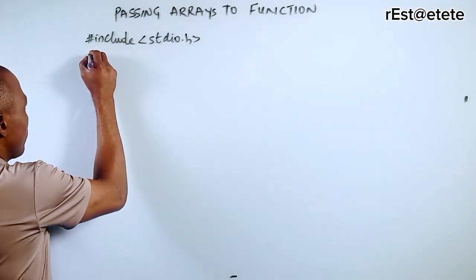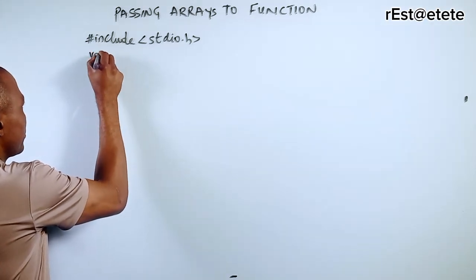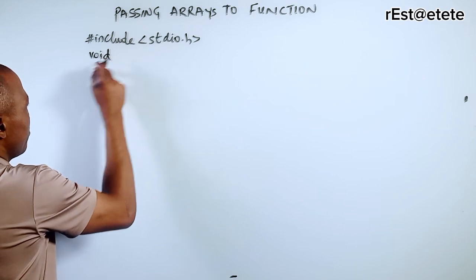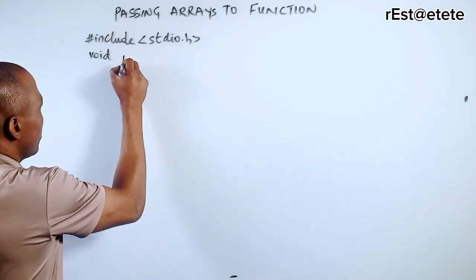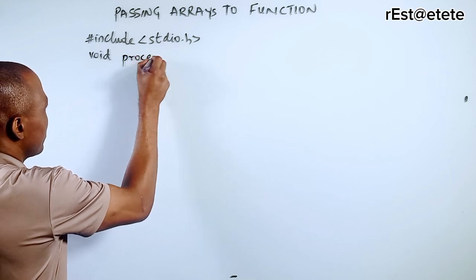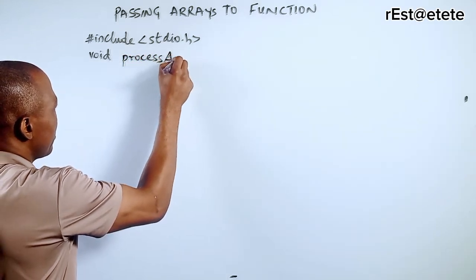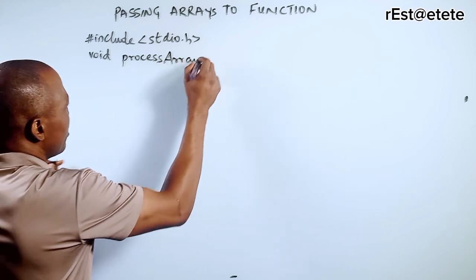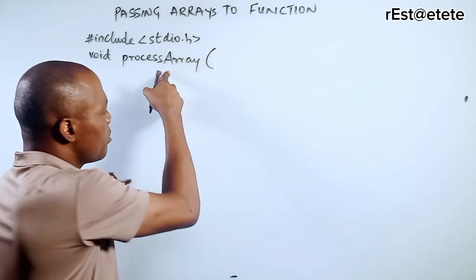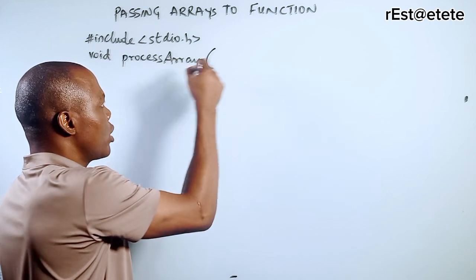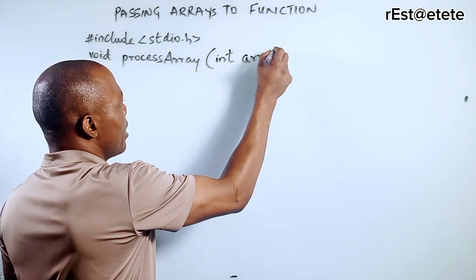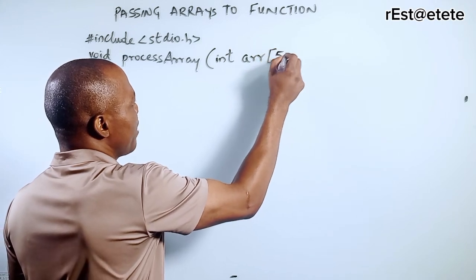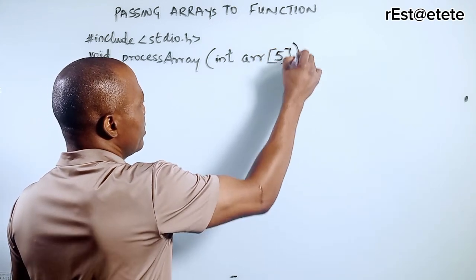So my function, I will say void, because I'm not going to return anything. I just want the function to act. So void, and I will name it process array. And then this process array, which is this function, is expecting just one parameter, int array. And then this is my array. I will give 5 elements to it. So that is the size.